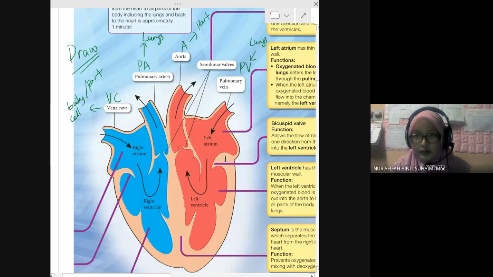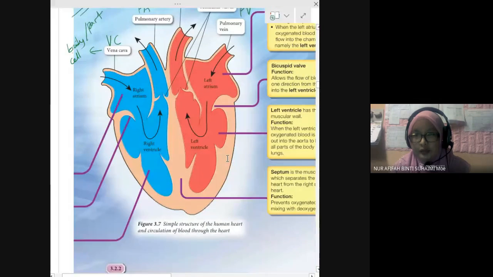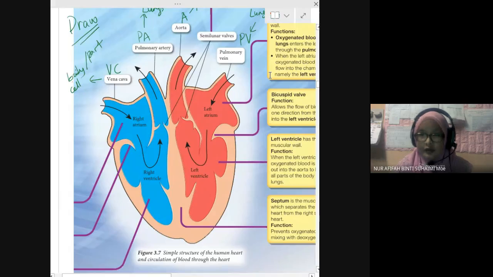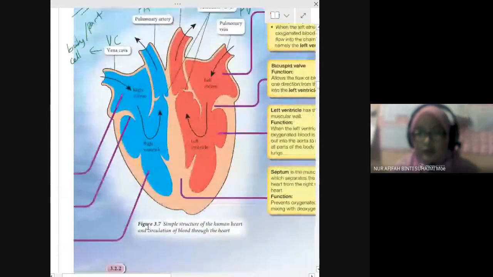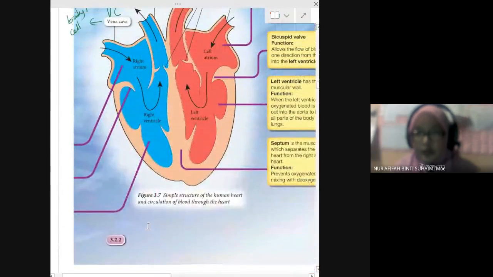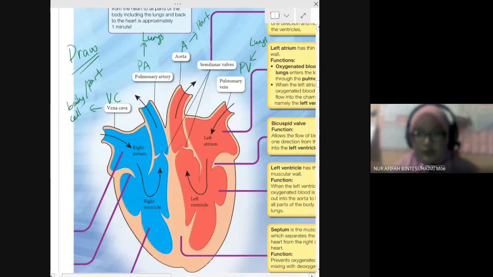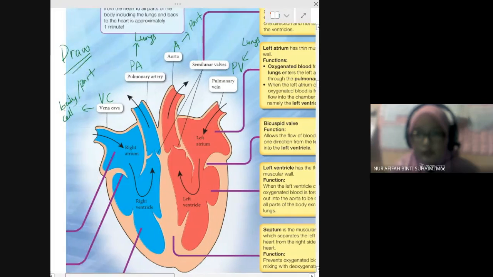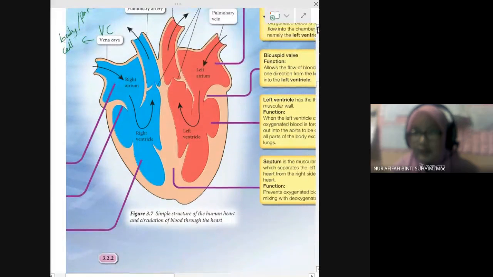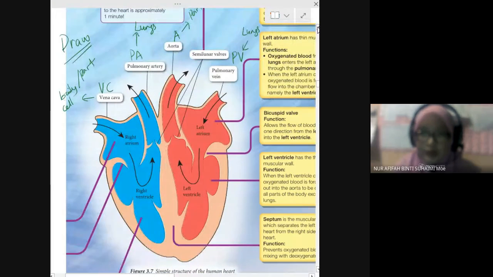Can you imagine? Now, the other part of our heart is the valve. The human heart has valves. The function of a valve is to allow blood to flow in one direction. We have the bicuspid valve. It allows blood in only one direction, to make sure the blood flows in one direction only, and to prevent backflow.